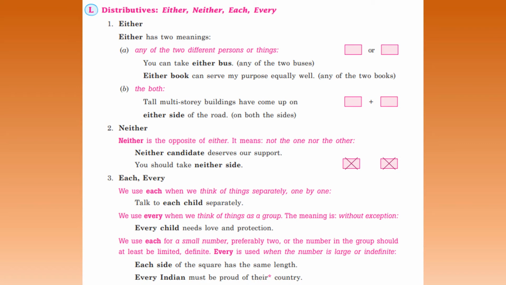Every is used when the number is large or indefinite. Each side of the square has the same length, and every Indian must be proud of their country. So this is the basic difference between each and every. I think you will remember this.